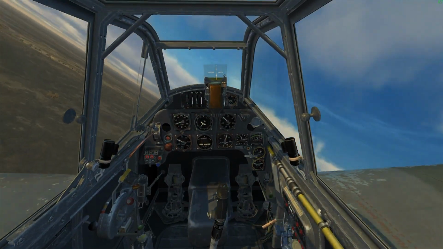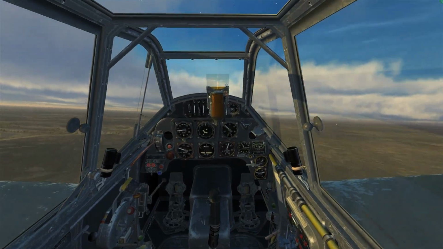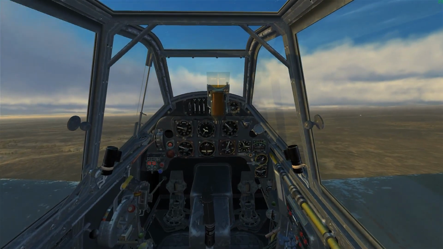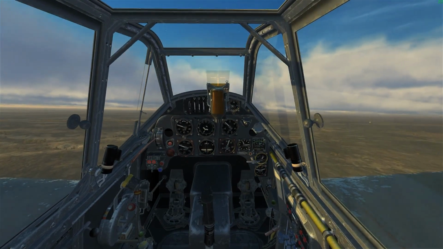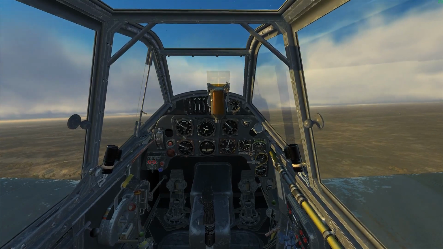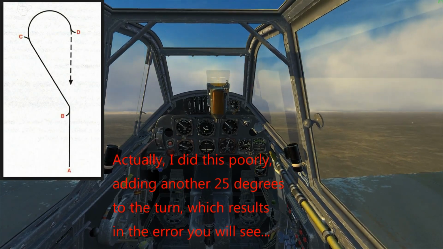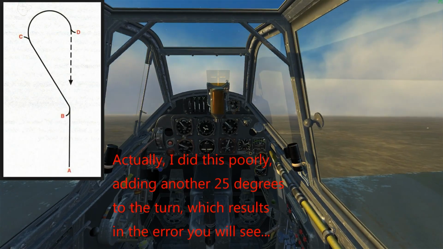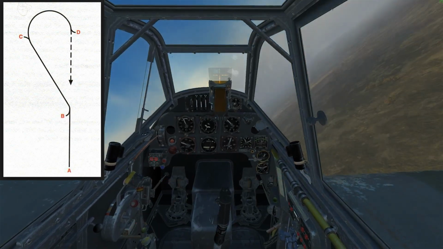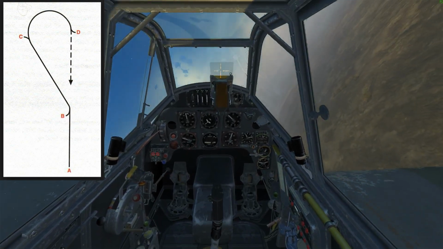Left 45 degrees from 270 puts us at 225. Now in modern aviation we would be taking the time on this leg, probably a minute to 2 minutes. We're only going to go 15 seconds. Time's up, right turn 090.